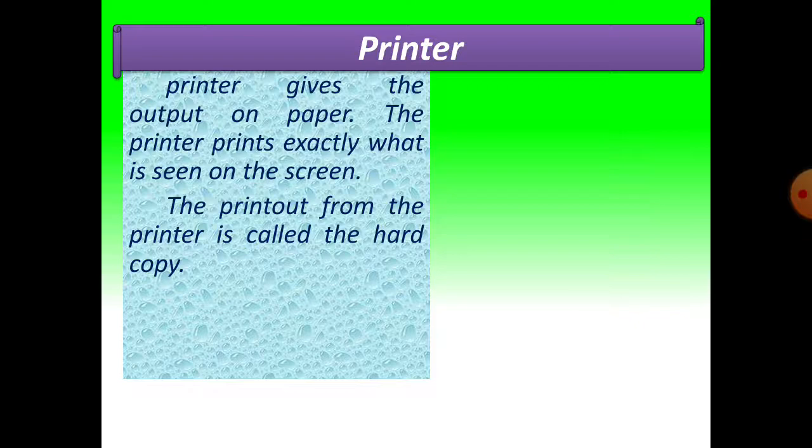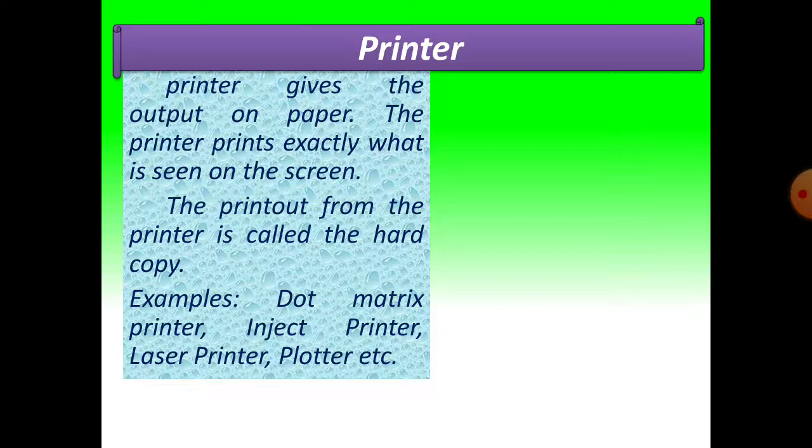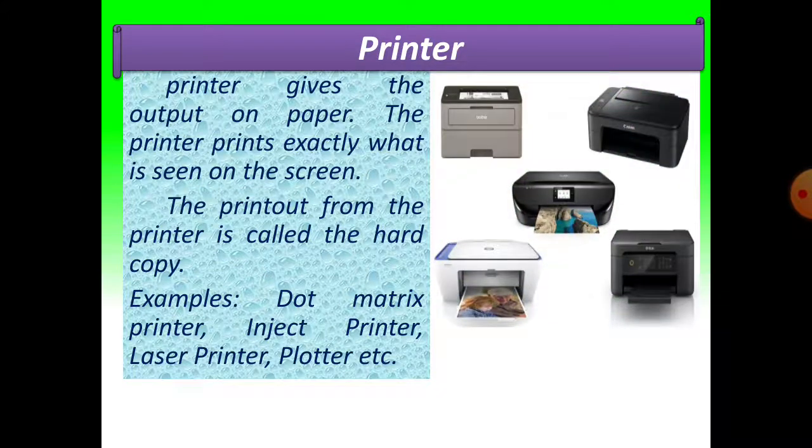Next is printer. Printer gives the output on paper. The printer prints exactly what is seen on the screen. The printout from the printer is called the hard copy. There are many types of printers available in the market. Some of them are dot matrix printer, inkjet printer, laser printer, and plotter. And here shows some printers.